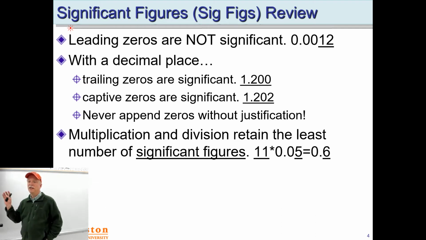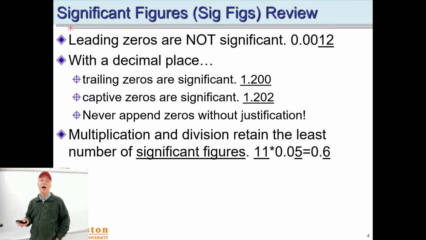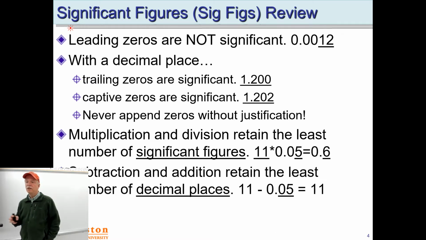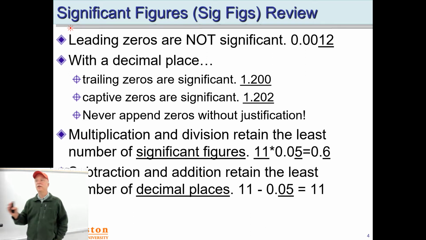So in this case, multiplication and division, we retain the least number of significant figures. So if I have 11 times 0.05, I only have one significant figure, the 5 in that 0.05. And so then I round the result, okay? You might think it's 0.55, but we would round that result up to 0.6. Subtraction and addition retain the least number of decimal places. So notice now we're dealing with decimal places.